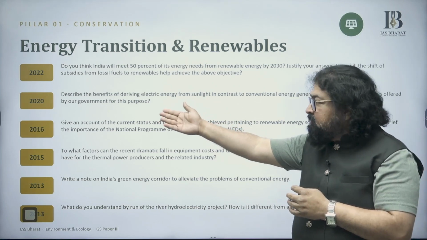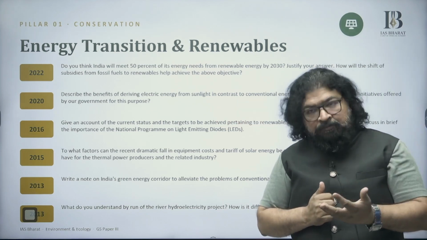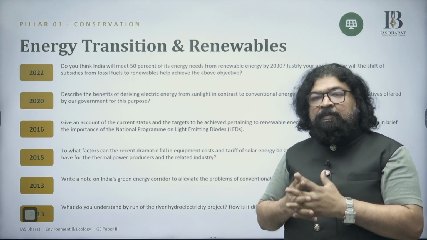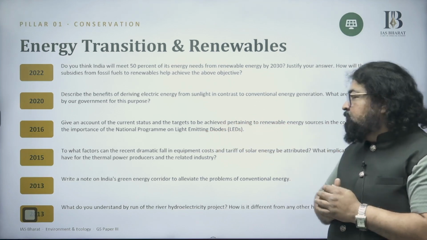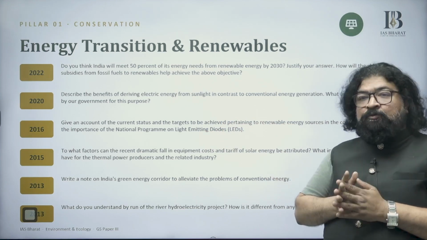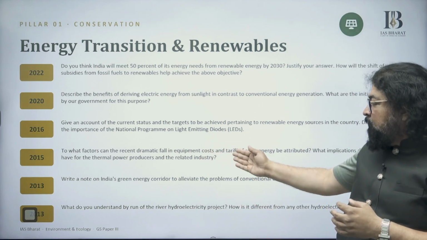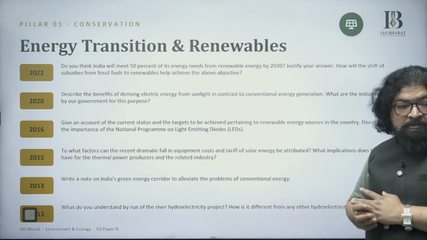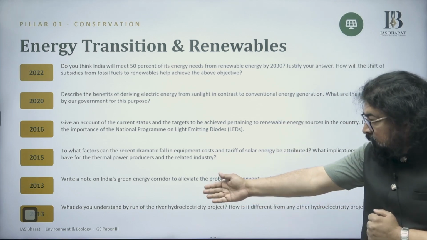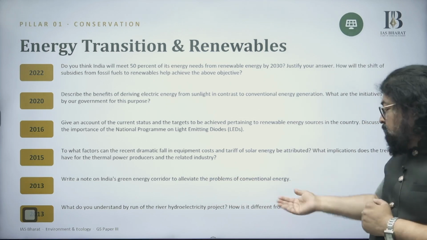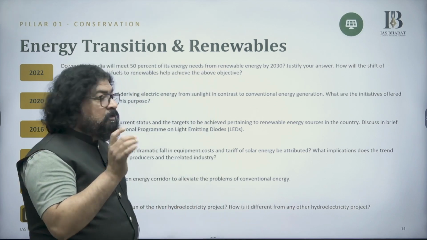Then 2020, describe the benefits of deriving electric energy from sunlight in contrast to conventional energy. Solar power, we are now promoting a lot of solar power with solar parks and everything. Then 2016, give an account of current status and target linked with renewable energy and the national program on light emitting diode, LED, Ujala scheme, that was there. Then 2015, to what factors can the recent dramatic fall in equipment costs and tariff of solar energy be attributed? Write a note on India's green energy corridor. Then you find 2013, what do you understand by the run of the river hydroelectric project? How is it different from other kinds of hydroelectric project? Energy based questions have been continuously asked.